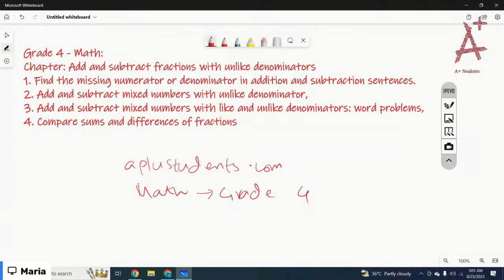We're going to start with the chapter add and subtract fractions with unlike denominators. The lessons we're going to cover are find the missing numerator or denominator in addition and subtraction sentences, add and subtract mixed numbers with unlike denominators, add and subtract mixed numbers with like and unlike denominator word problems, and compare sums and differences of fractions. Let's just start with the first lesson.